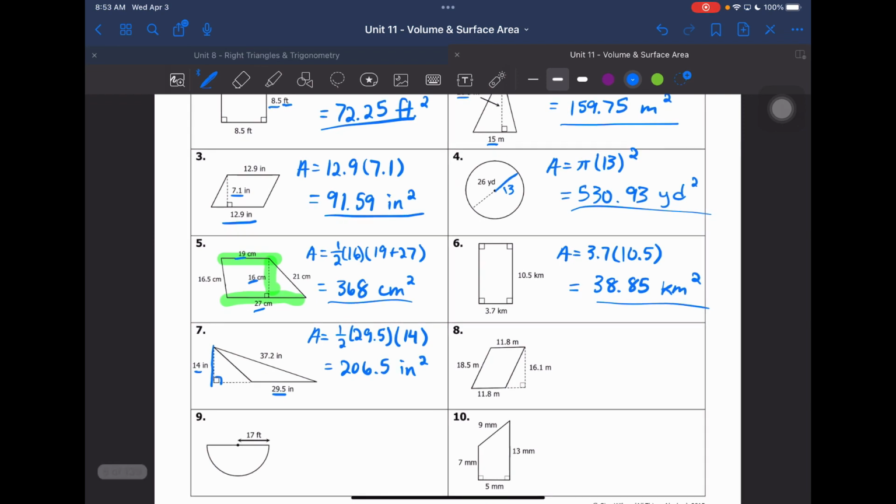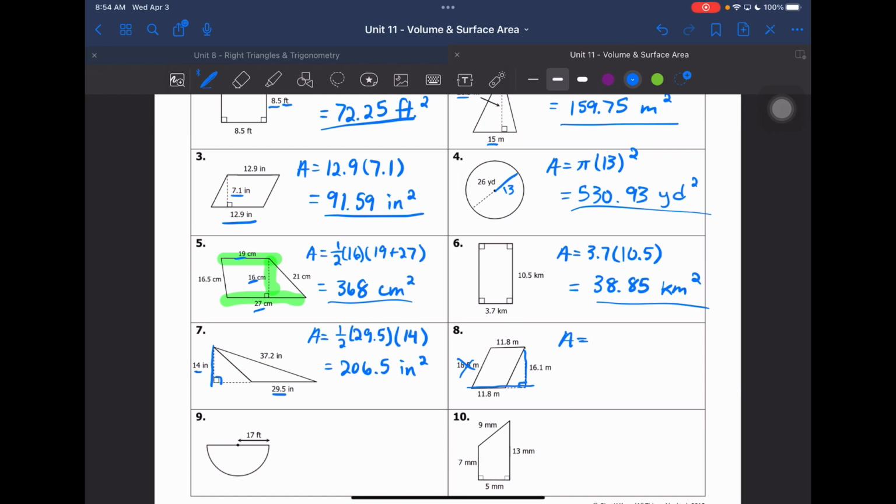Okay, let's look at number 8. This is also a parallelogram, and the formula for area of a parallelogram is base times height, remember? So that's why we see this 16.1. That is our height because the height has to be perpendicular to the base, and we can see it's creating a 90-degree angle with this base, 11.8. So the 18.5 in this case is just kind of there to distract us. We don't need to use that.